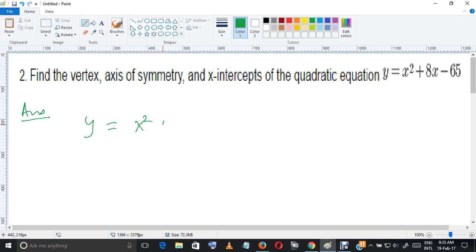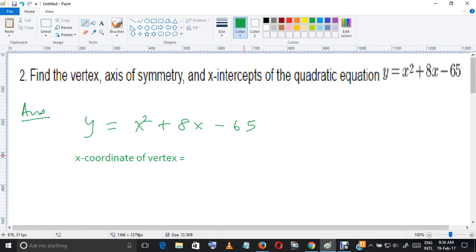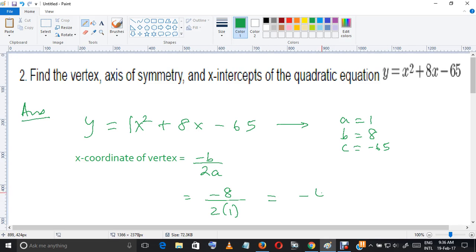So if you have y is equal to x squared plus 8x minus 65, the formula for the x coordinate of the vertex is given by negative b over 2a. And for this quadratic, you have a is equal to 1 because it's the first term. And then you have b equal to 8 and c equal to negative 65. So if you solve for this, you get negative 8 by 2 times 1, which is negative 4.